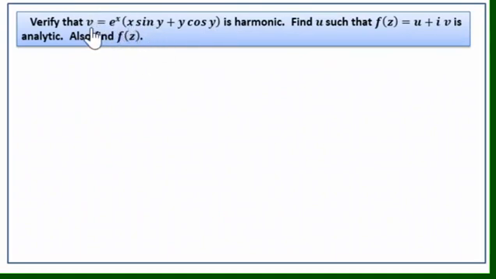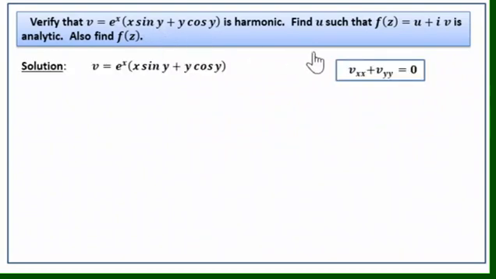So first question: given v, the imaginary part of f of z, we need to show that v is harmonic. That is, we need to prove that v satisfies Laplace's equation, dou square v by dou x square plus dou square v by dou y square equal to 0, or vxx plus vyy equal to 0. To get this, first we will find vx and vy, then differentiating with respect to x and y partially again, we get vxx and vyy, and adding we'll get 0.